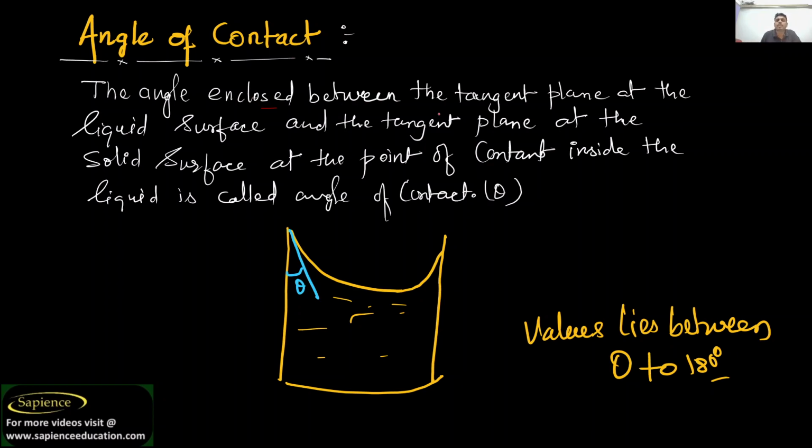The angle enclosed between the tangent plane at the liquid surface and the tangent plane at the solid surface, at the point of contact inside the liquid, is called the angle of contact. See here, suppose there is a liquid surface. This is your liquid surface, right? And the tangent on the liquid surface as well as the tangent on the solid surface which this liquid touches. So this is called the angle of contact, and values of angle of contact lie between 0 and 180.